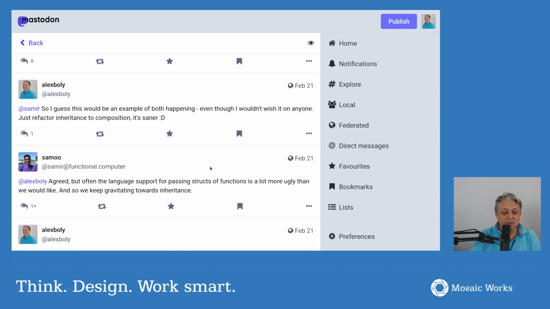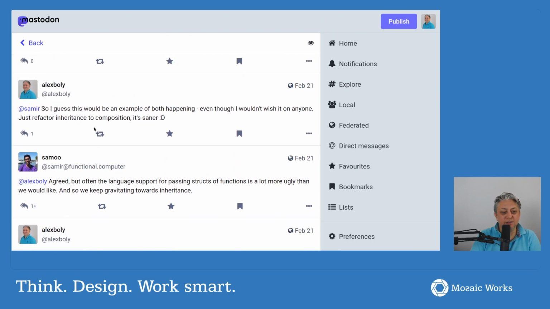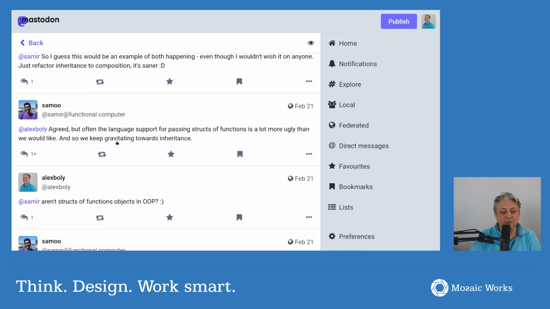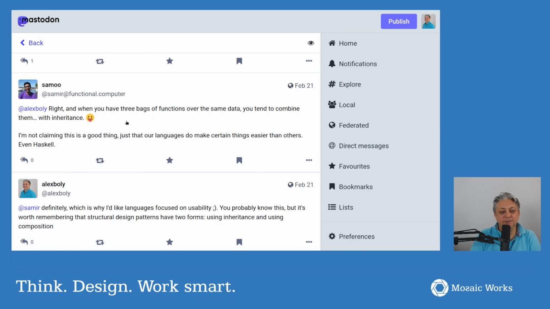All right, so we were talking about this, that look, just refactor inheritance to composition is saner. And Samir said, agreed, but often the language support for passing structs of functions is a lot more ugly than we would like. Also, we keep gravitating towards inheritance. Are structs of functions objects in OOP? This is basically what you can do. Right, and when you have 3 bags of functions over the same data, you tend to combine them with inheritance.